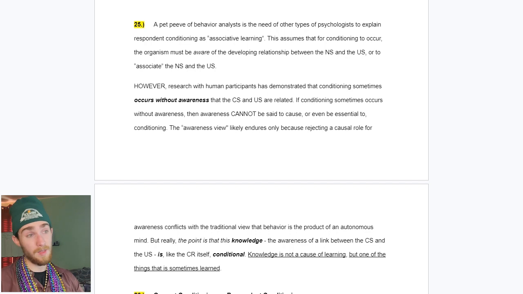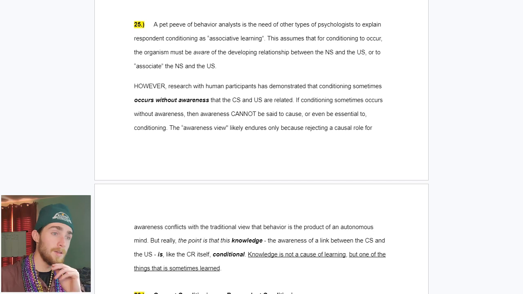If conditioning can occur without awareness, then we can't very well say that we need to be aware of this association. This awareness view likely endures only because traditional views of the human mind and the mind in general point towards a level of awareness being necessary because there's an autonomous mind at work. But really, the point here is that knowledge is not a cause of learning, but one of the things that is sometimes learned. Sometimes you gain the knowledge of the association, but knowing it is not necessary for it to happen. Now, you may not have noticed it, but your brain did.